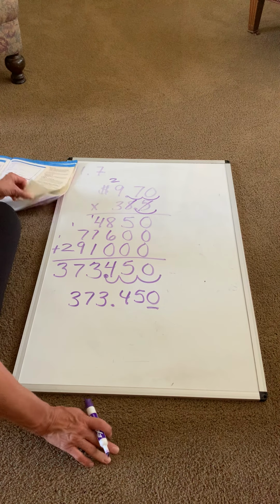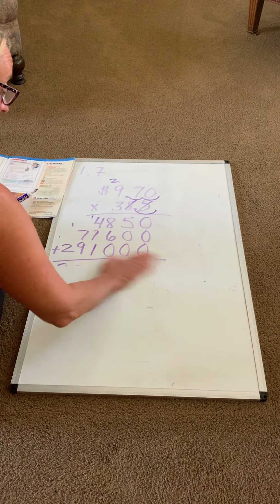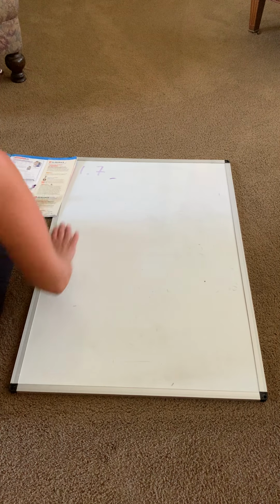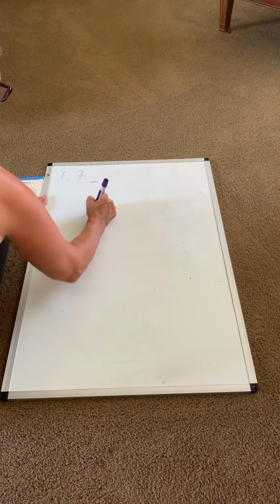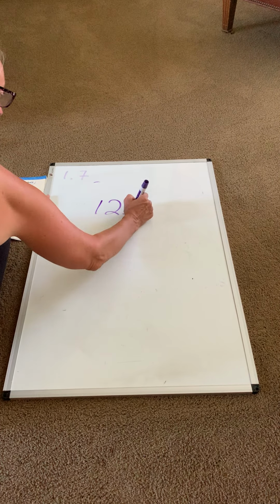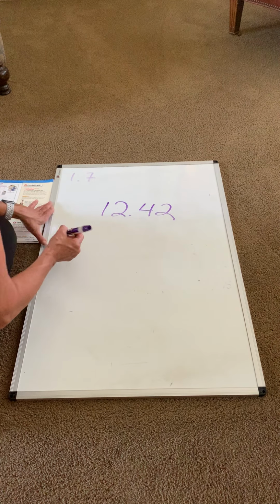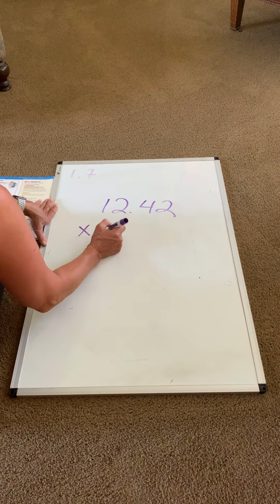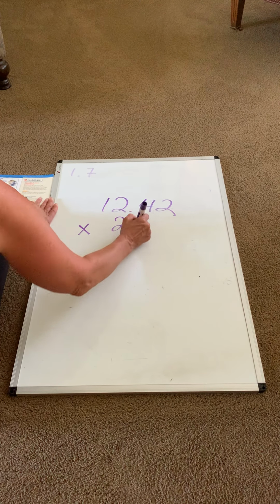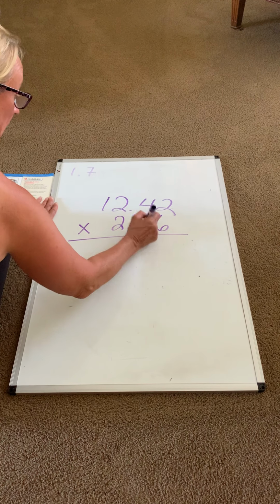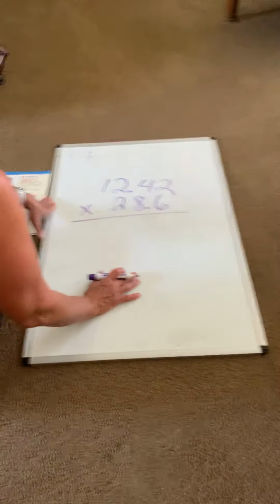So we'll do one more example. Okay, and this example we will do is 12 and 42 hundredths. You can find this example on page 45 times 28 and 6 tenths. Notice I did not line up the decimals, and I'm going to multiply straight out.